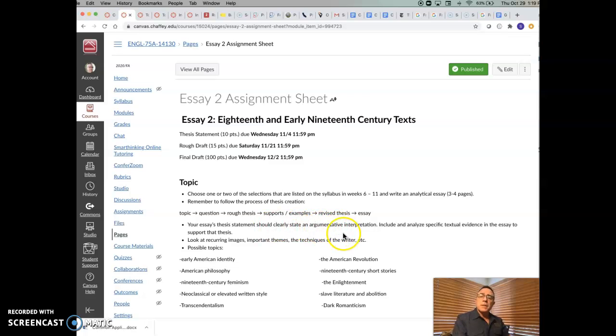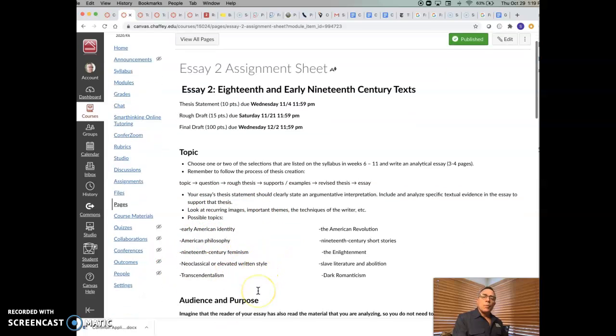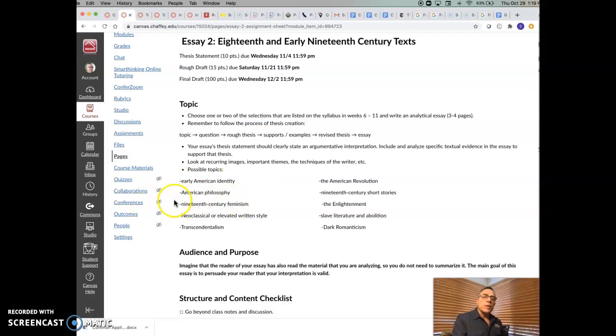And it should have an argumentative interpretation, and I've given you some topics that you could work on: early American identity, American philosophy, 19th century feminism, neoclassical style, transcendentalism, the American Revolution, the Enlightenment, 19th century short stories, slave literature and abolition, dark romanticism. Lots of good stuff to look at here. Sometimes people want to take a text and apply it to something that's very contemporary and do intertextuality. That's what we in the English major like to say instead of compare and contrast, because it sounds cooler and it sounds smarter.